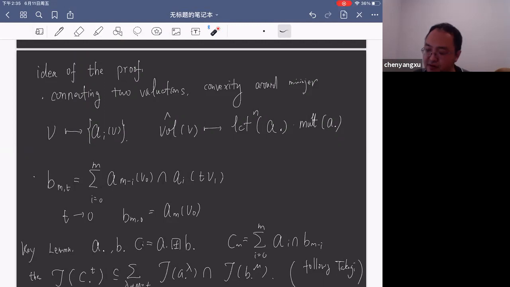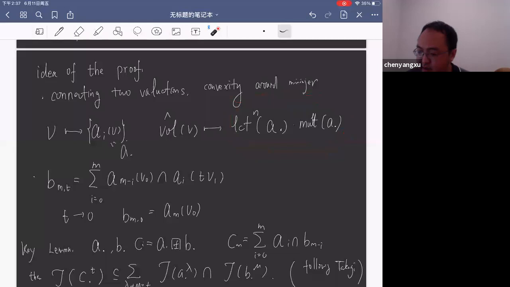Our way is, instead of connecting these two valuations, we connect the attached graded sequences of ideals. So basically, from any valuation, we look at this sequence of valuative ideals. Here I already defined a_i(v), but here I allow i to vary among all positive integers. Then we can replace the normalized volume of v by the so-called normalized multiplicity. Here a_• is just this ideal sequence. By the work of Liu, we know that we can also take the infimum of all these kinds of invariants, and it also computes the volume of the singularity.